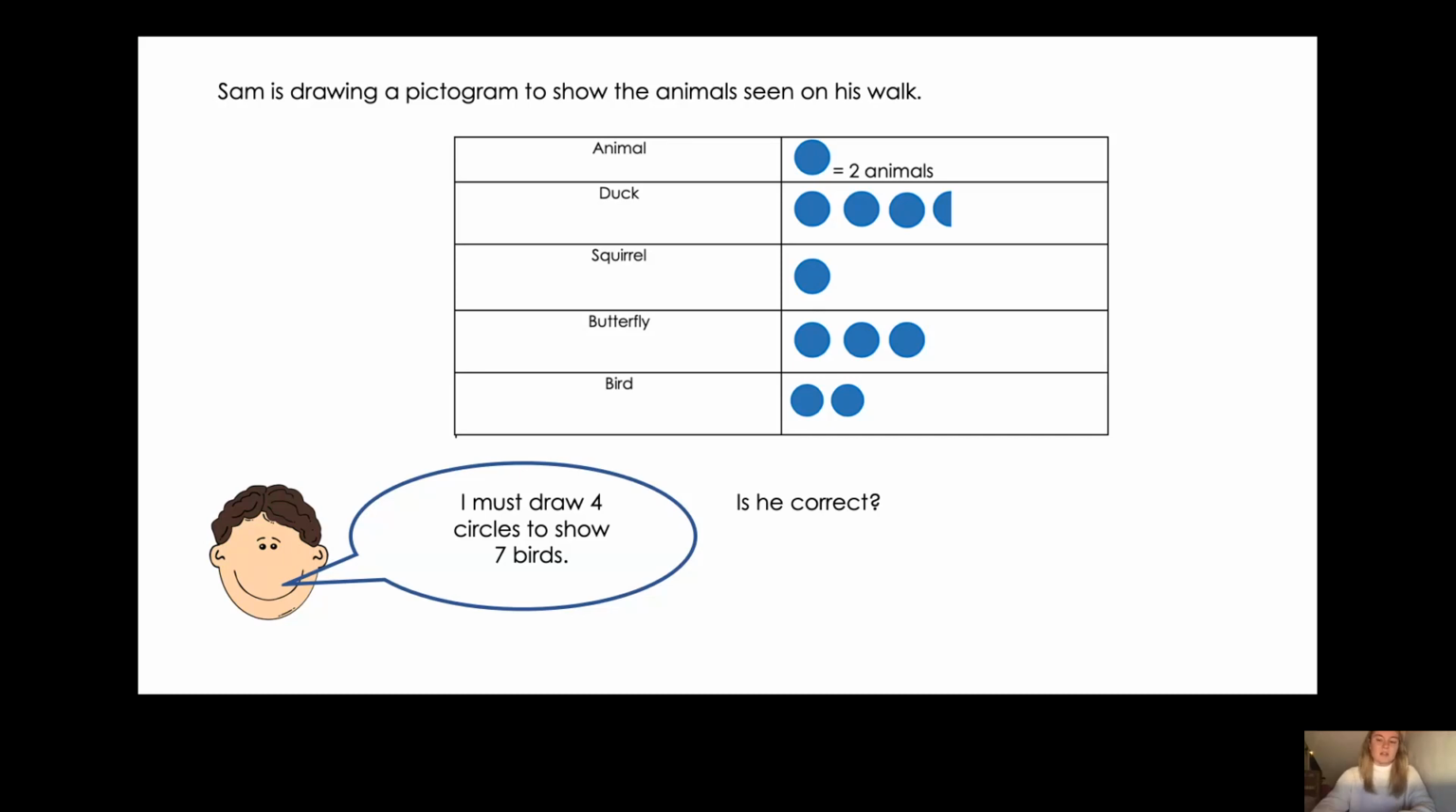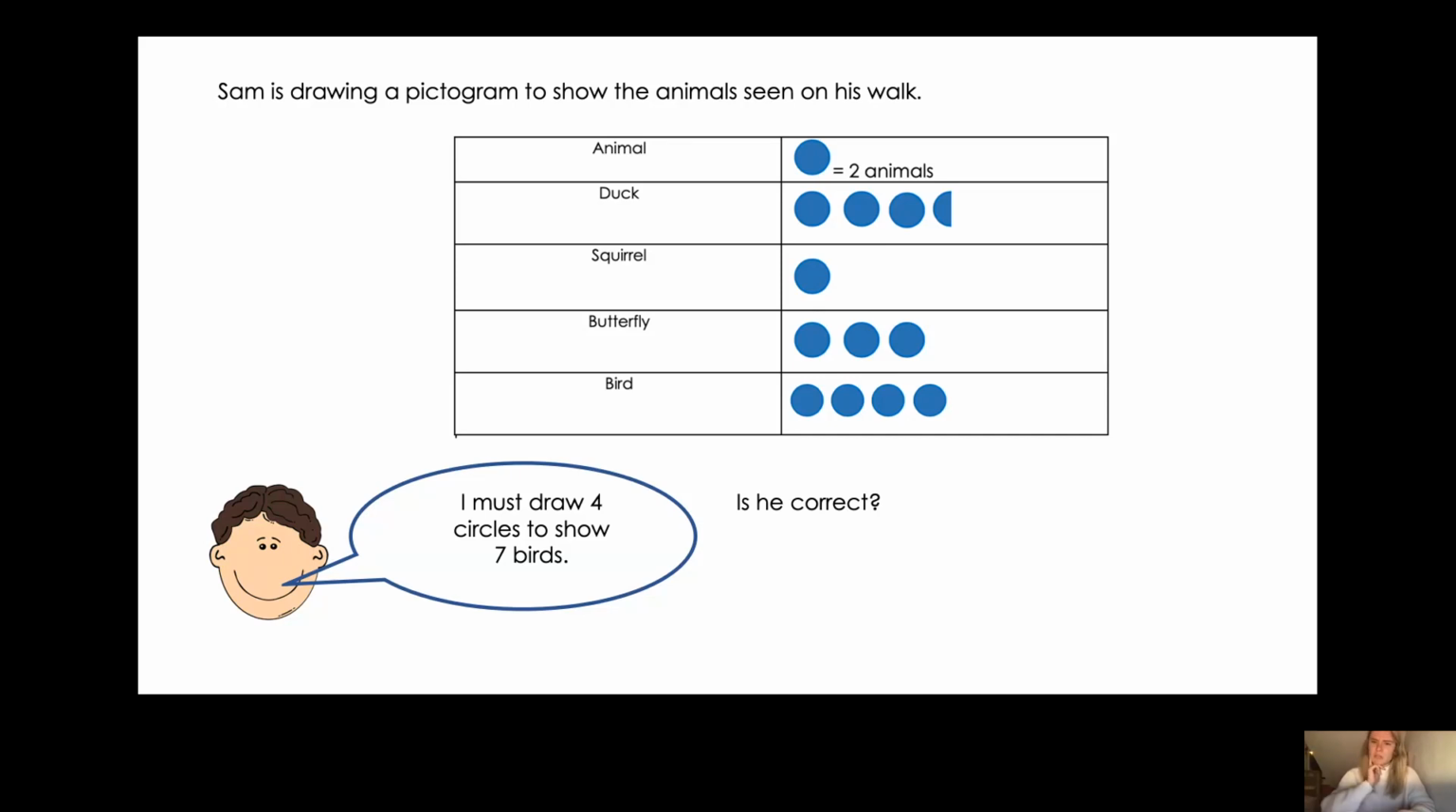Let's add another circle. Another circle, how many birds would that be? Yes, that would be 6 birds, wouldn't it? 2, 4, 6. Now, if we add 2 onto 6, 6 plus 2 is 8. Now he only wants to show 7 birds. So therefore, are we going to need another full circle? Well, we've got 2, 4, 6, 8. No, we're not going to need another full circle, are we? But 3 circles would be too little, because that's 6 birds. That would be showing 6 birds.